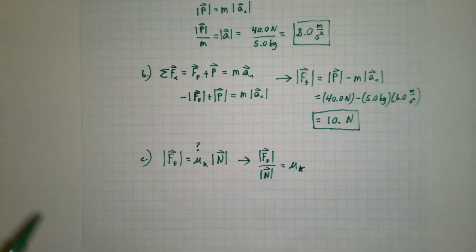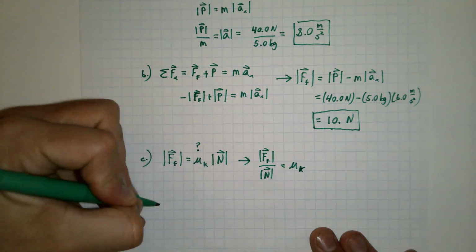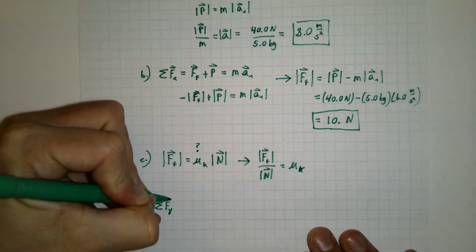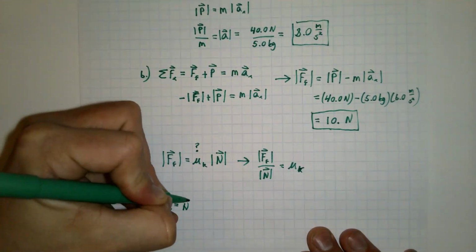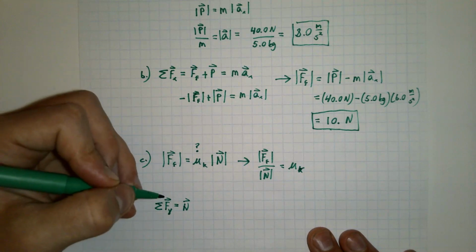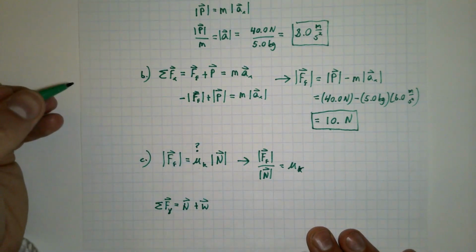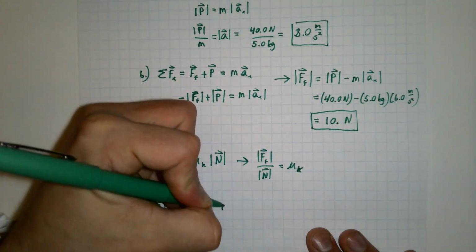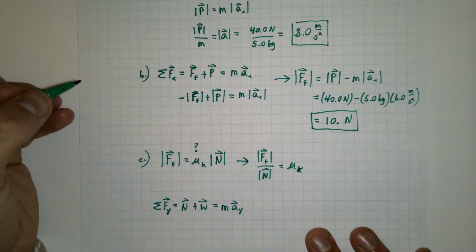To find the normal force, we'll use Newton's second law again. If we need to find a force, then we can at least start with Newton's second law. The normal force acts in the y dimension, so we'll look at the forces acting in the y dimension. We have the normal force that the table is putting on the block, but we also have the weight of the block itself. And that equals the mass times the acceleration of the block in the y dimension.